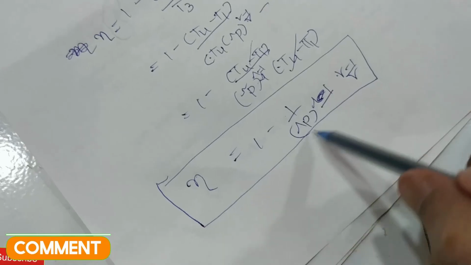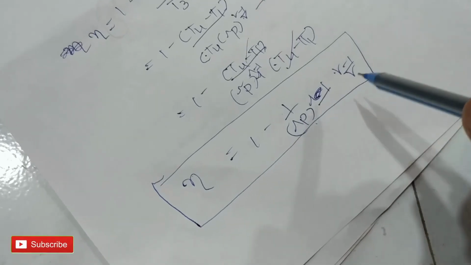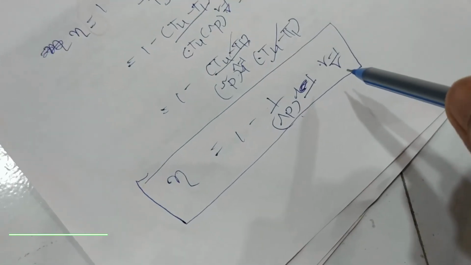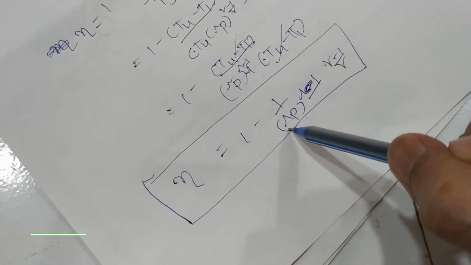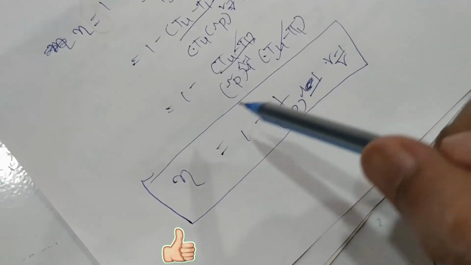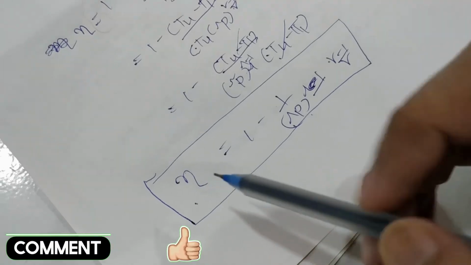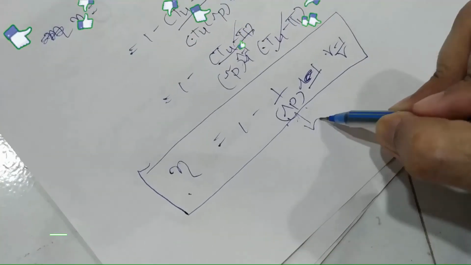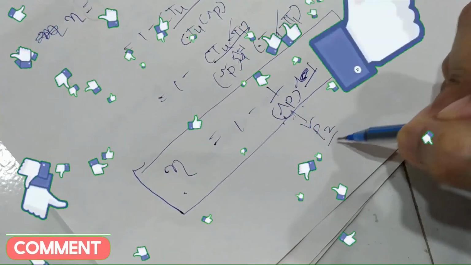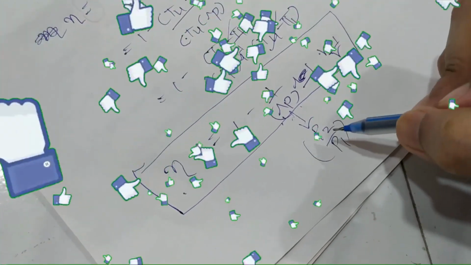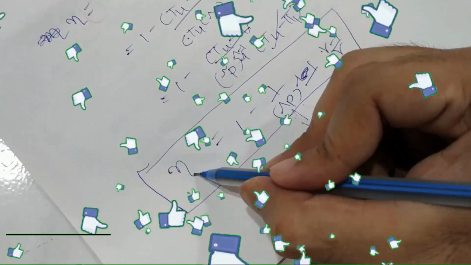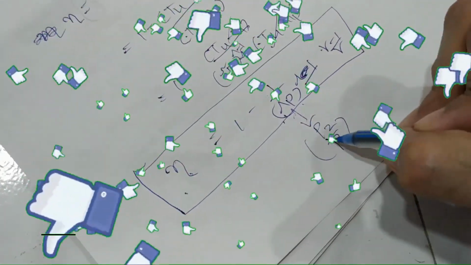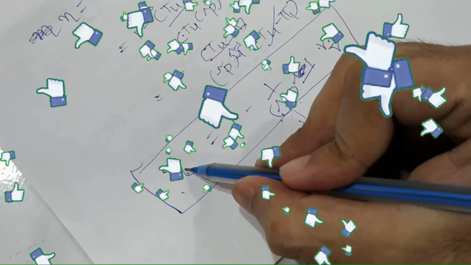This is the final equation to find the efficiency of the open cycle gas turbine, and this is the pressure ratio. If I want to increase the efficiency of the gas turbine, then I have to increase the pressure ratio, which is P2 upon P1. When it increases, the efficiency also increases, and if it decreases, the efficiency also decreases.